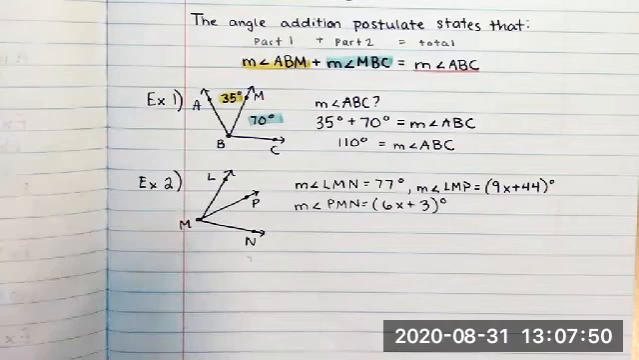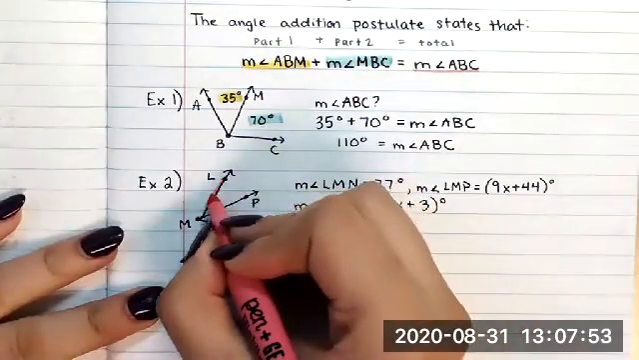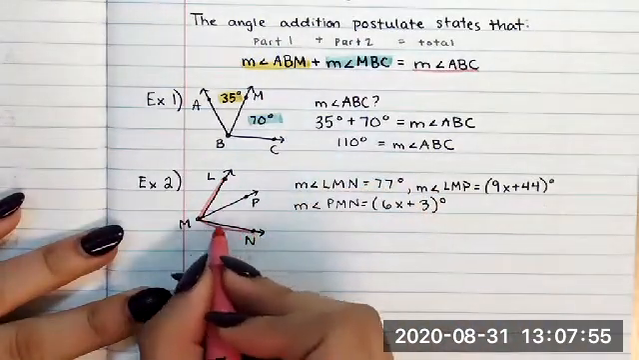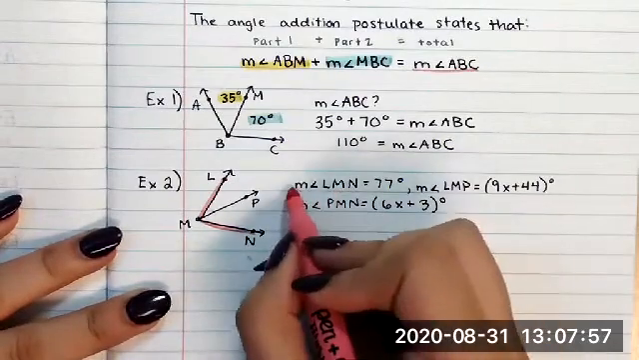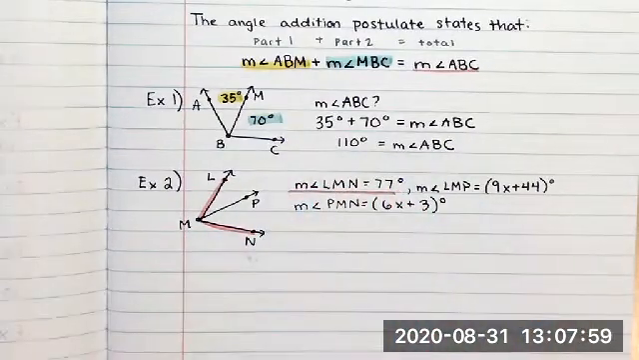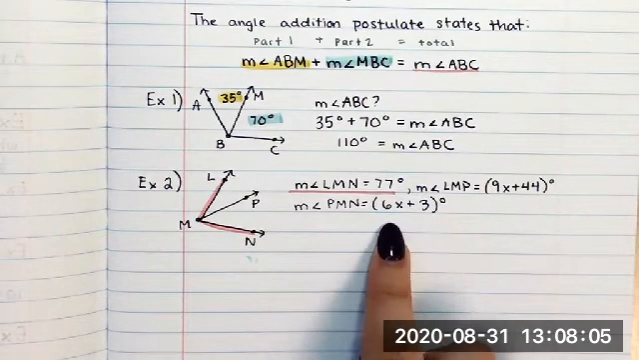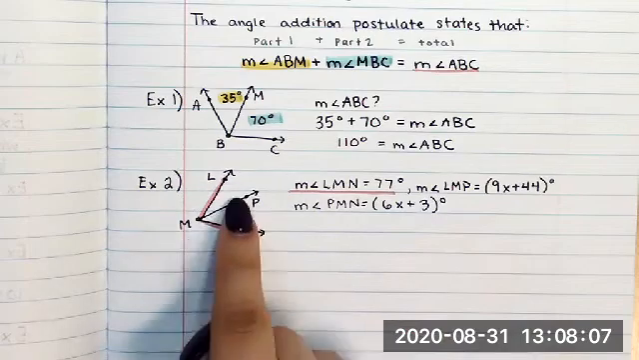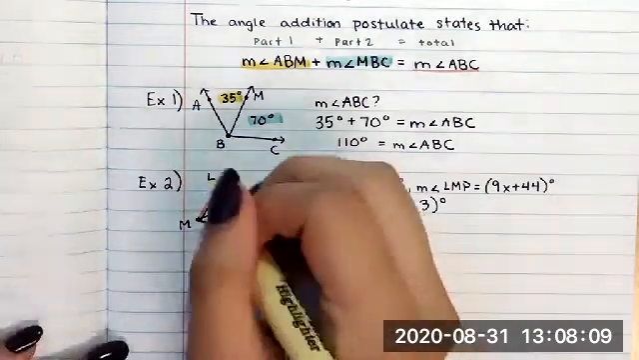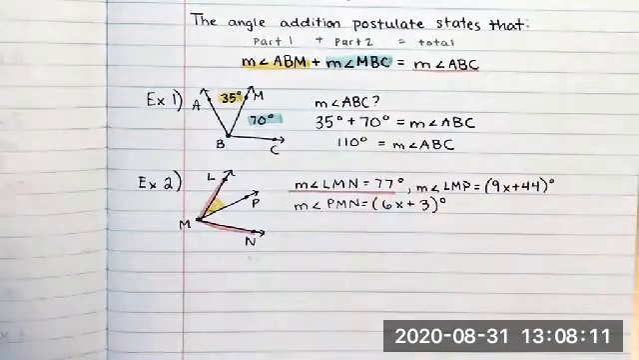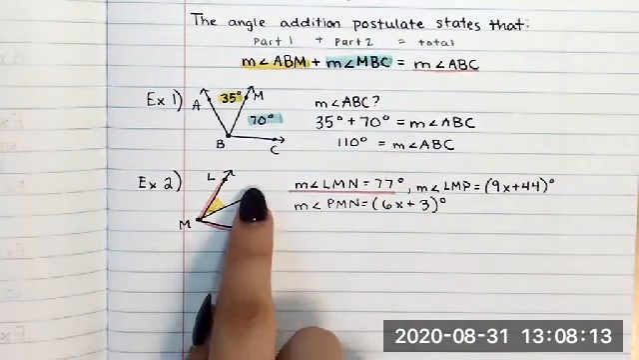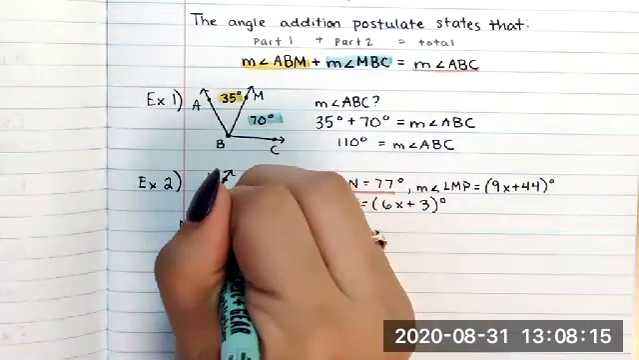All right, so LMN, that's my total. That's the whole big outer angle. And that's 77. So whatever I'm adding together, it's going to equal 77. So that must mean that these are my two pieces, and I can check. LMP, that's this piece. And PMN, that's this piece.